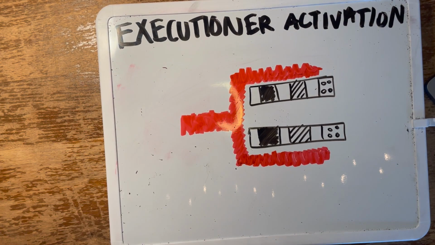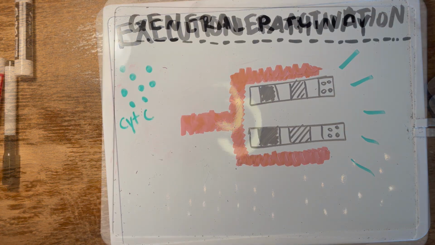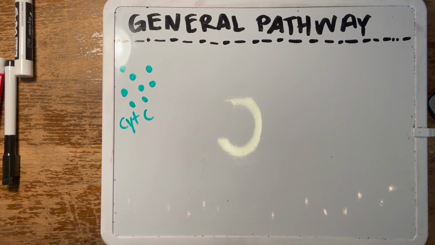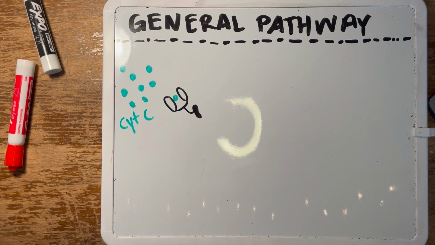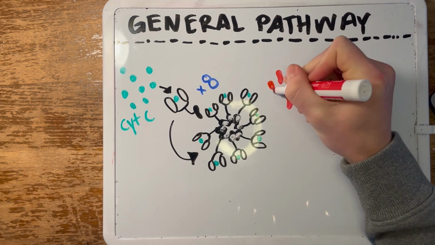Active executioner caspases go off and cleave substrates to initiate cell death. In our case, the initiator caspase is caspase 9, and it's activated by docking at the apoptosome via CARD-CARD interactions. Cytochrome C leads to APAF1 activation, leading to the apoptosome structure and caspase recruitment to achieve activation and full apoptosome formation.